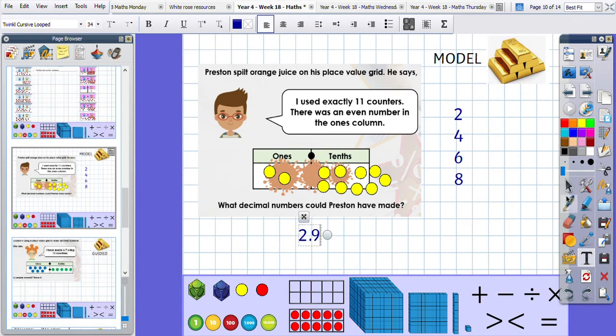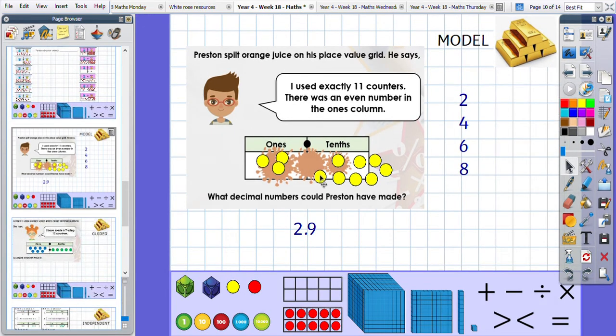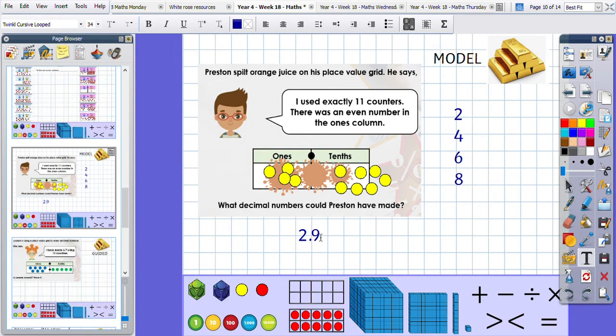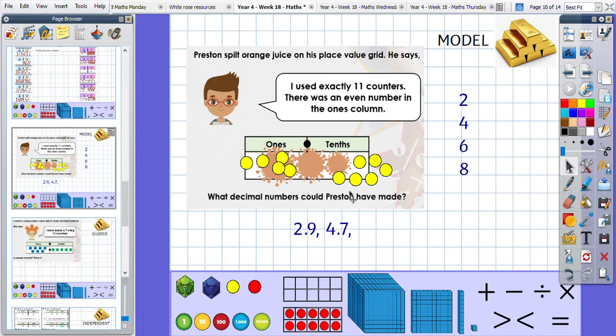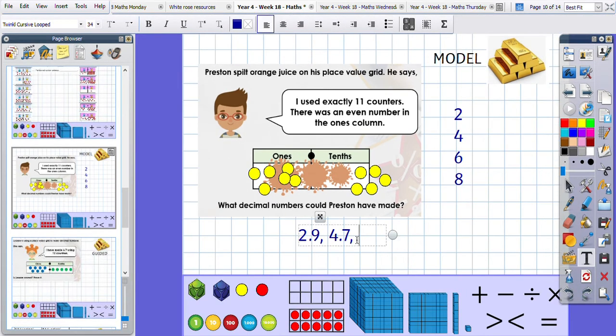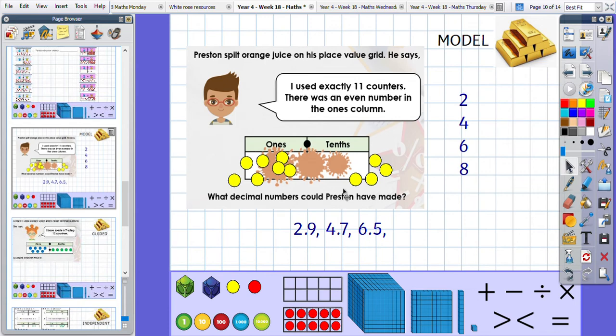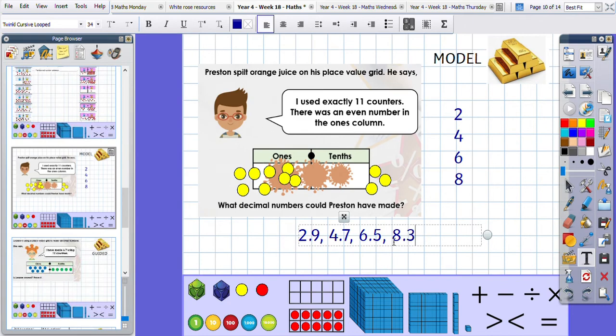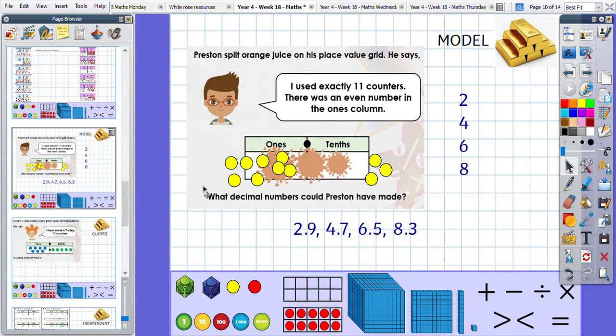Okay, what about if I had 4 in my ones column? Okay, so this time it could have been 4.7. Or if I had 6 counters in my ones column, because I'm working down my even numbers and I'm looking for all the possibilities that Preston could have had. So he's got 6.5 now. And finally, if he had 8 in his ones column, then he would have had 8.3. So I found all the possibilities that Preston could have made.